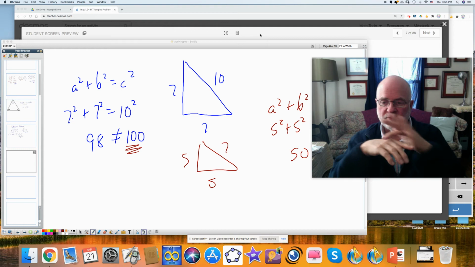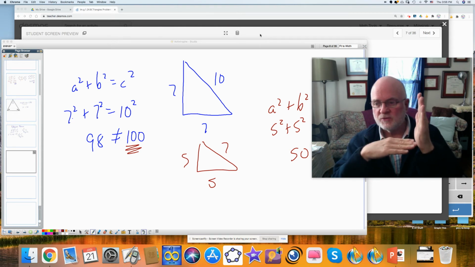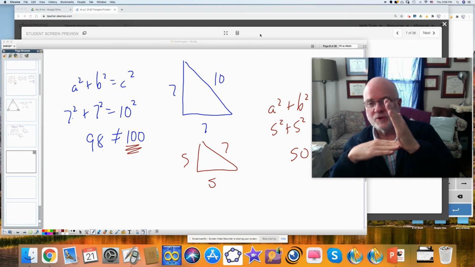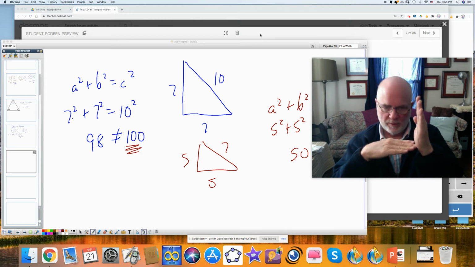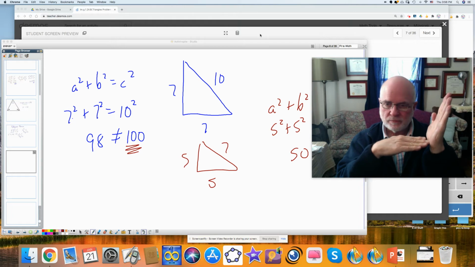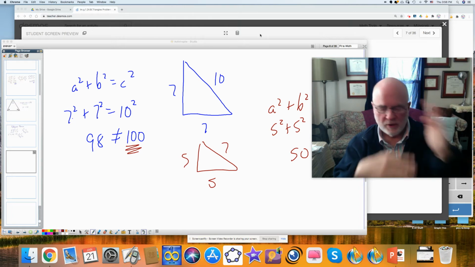If we have 5 squared and 5 squared, that's 50, and the would-be hypotenuse, 7 squared, is 49. It's going to be shorter, so it's going to be acute. And that's how you would know. If a squared plus b squared equal to c squared doesn't work, and the would-be hypotenuse is longer, it's going to be obtuse. If it's shorter, it's going to be acute.